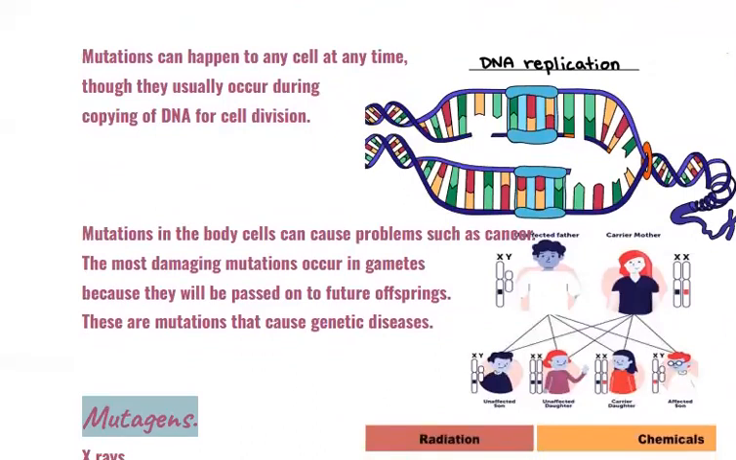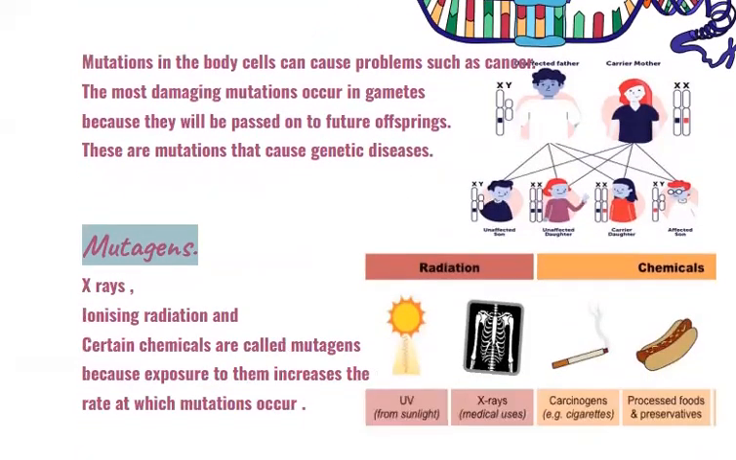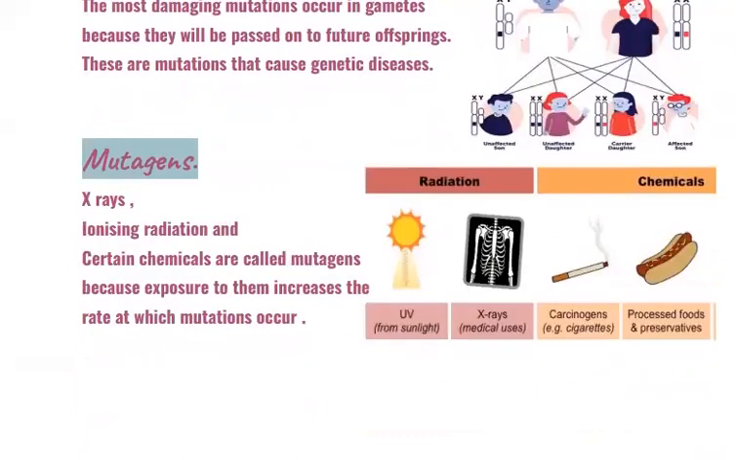Mutations can happen to any cell at any time, though they usually occur during copying of DNA for cell division. Mutations in the body cells can cause problems such as cancer. The most damaging mutations occur in gametes because they will be passed on to future offspring. These are mutations that cause genetic diseases.